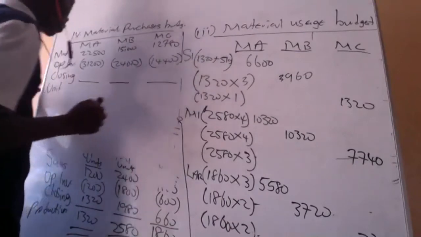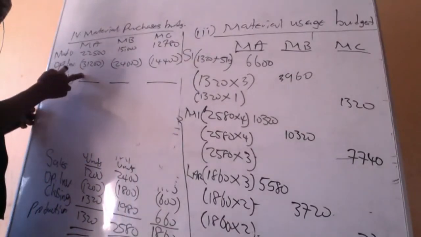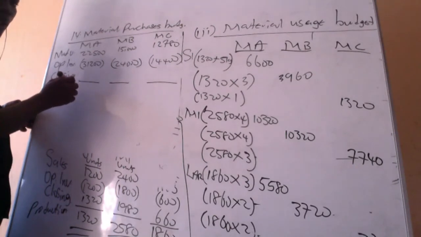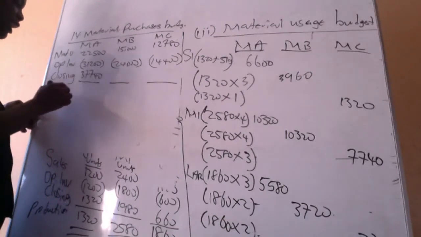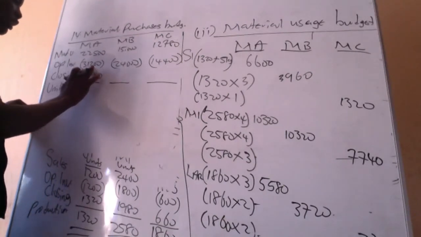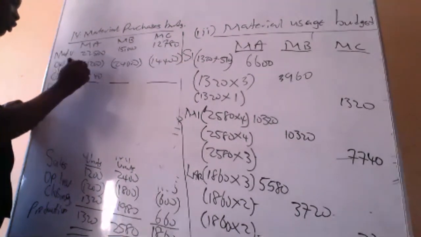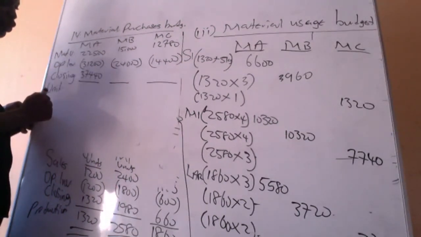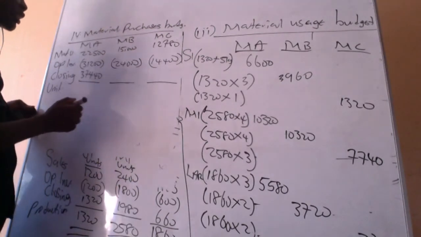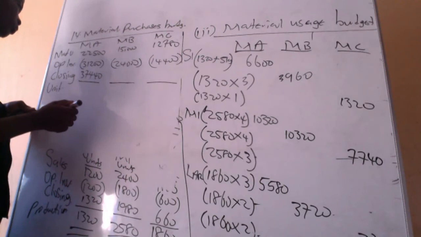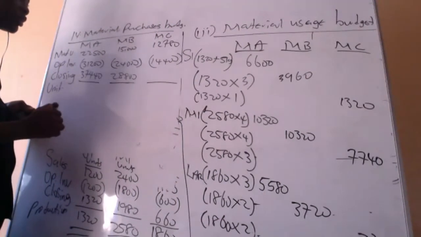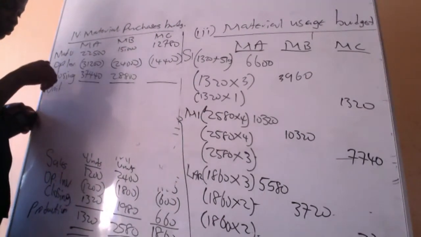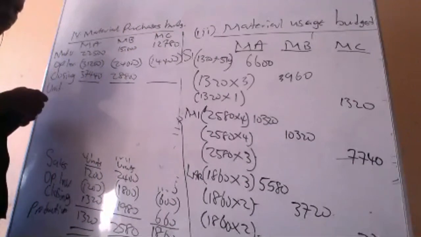Now let's go to the closing inventory. For MA, 37,440. Like this, 37,440. Okay, good. Then what about MB? 28,800. And MC? 17,280.